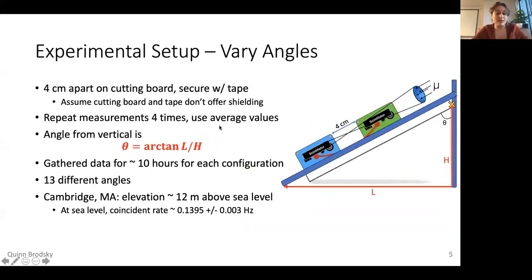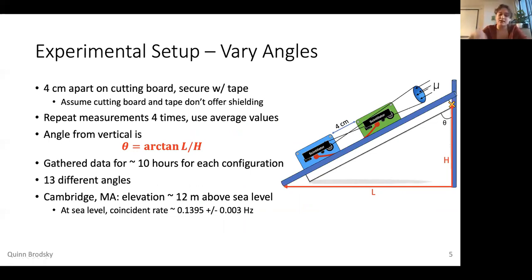So I built a little rig made out of a textbook and a cutting board, very professional. And I attached the two detectors in coincidence, separated by 4 centimeters from the exteriors of their aluminum cases. And to measure the angle, I marked a point on the cutting board, which I've represented here with this yellow X. And then I had to measure the height and length of each of these setups.